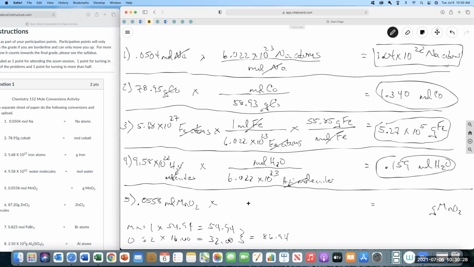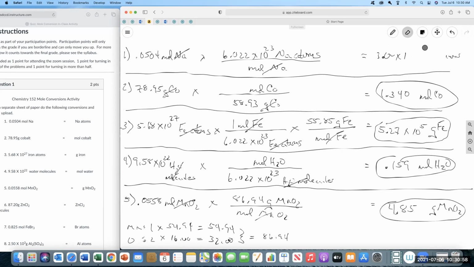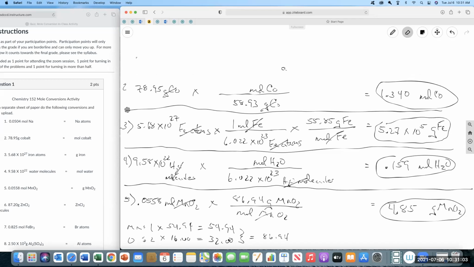All right, so that means we have 86.94 grams of MnO2 per mole of MnO2. Times 0.0558 is 4.85 grams. I think you can see how important it is to really label those units.